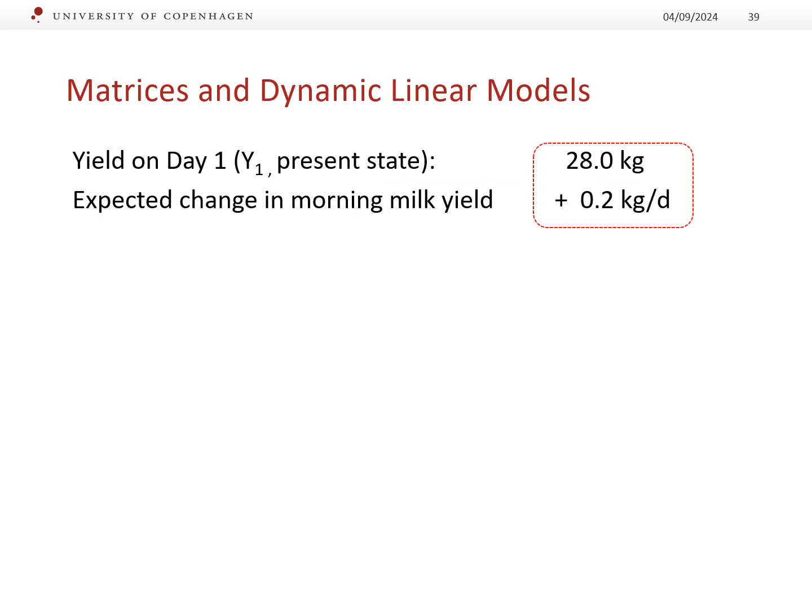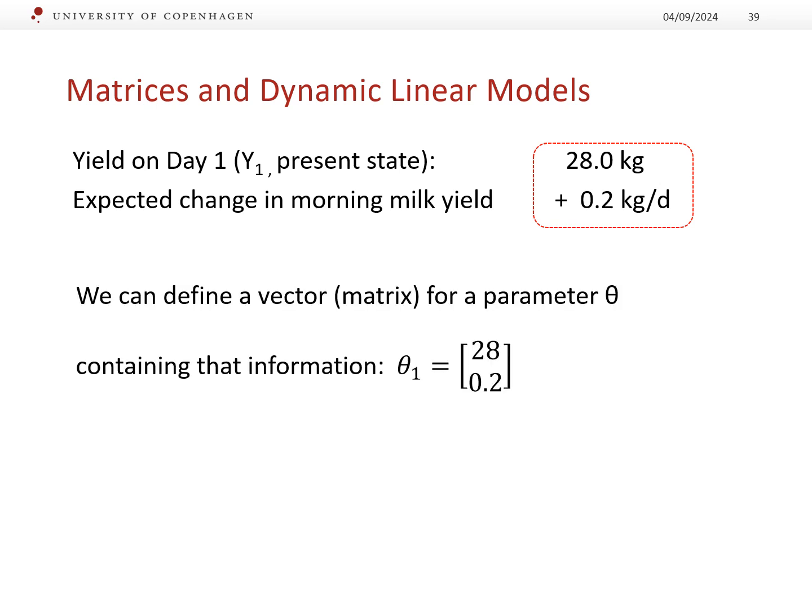So the yield on day 1, which is our present state, was 28, and our expected change for the next time step was an increase of 0.2. So we can define a parameter that we call theta, containing that information, and theta will be a matrix, or more specifically in this case, a column vector. We call it theta 1 because it describes the state and the change on day 1.